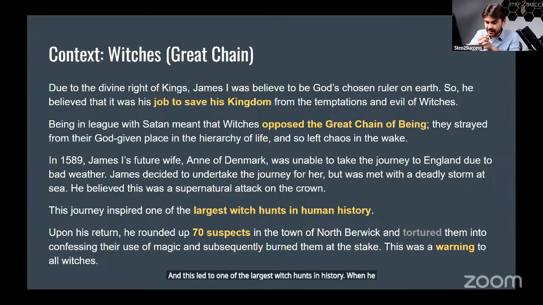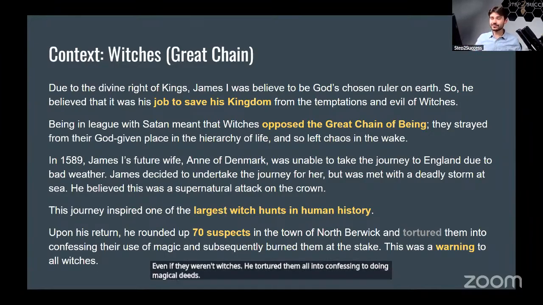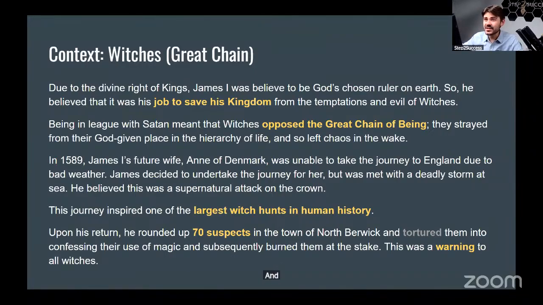When he got back, just in one town alone, he rounded up 70 suspects and tortured them into confessing, even if they weren't witches. He tortured them all into confessing to doing magical deeds. And this acted as a huge warning to all witches and sets up fear in Britain.